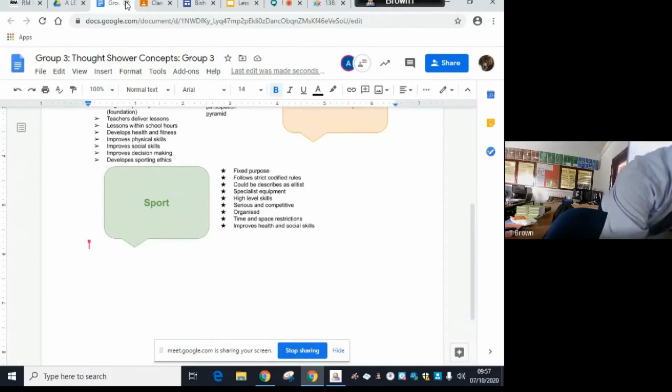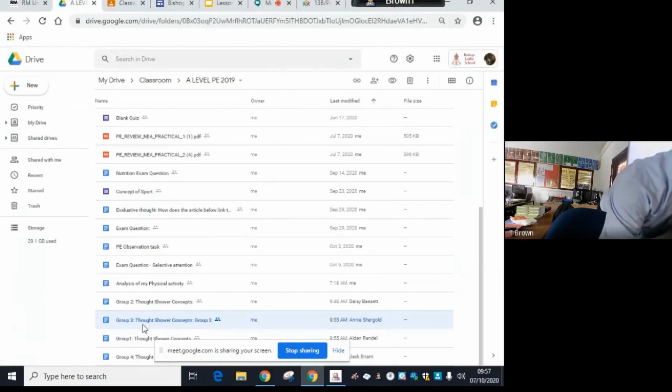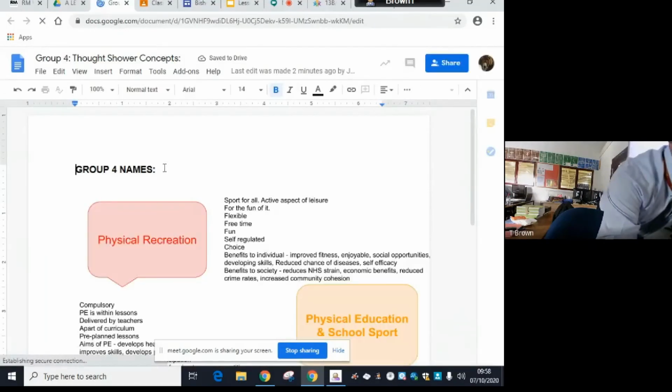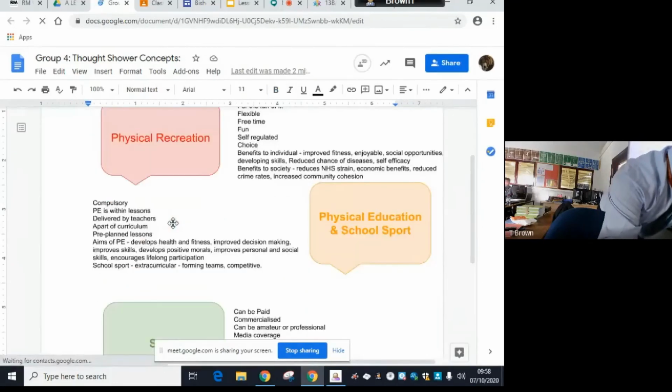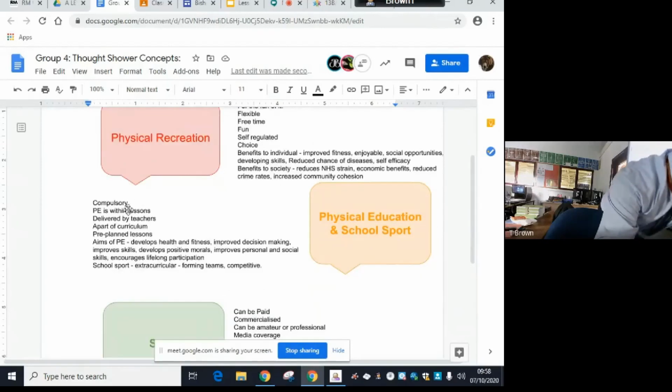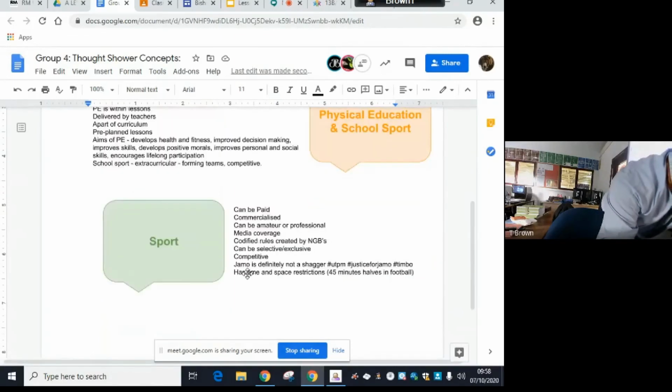Okay, great. And then our final group, then just our final thoughts on that opening task. Group 4, you need to put your names there, please, boys. So if you could just adjust that. Physical recreation, yes. Really like this link at the end here about the social benefits to society and the benefits to the individual. Compulsory PE lessons. School sport, extracurricular, forming teams, competitive. Yep, I'm happy with that.